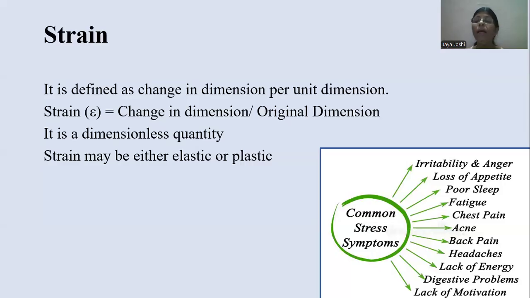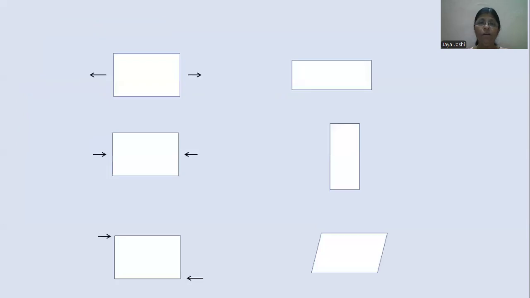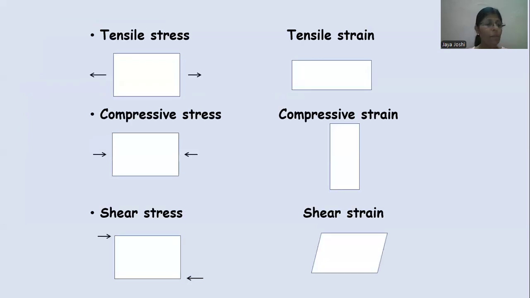So strain may be either elastic or plastic. Now, depending upon the types of stresses, strain may be either tensile, compressive, or shear. So again, you can see the diagrammatic representation of all the three types of strains.